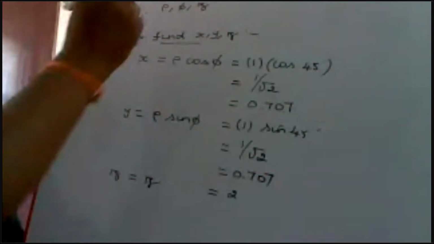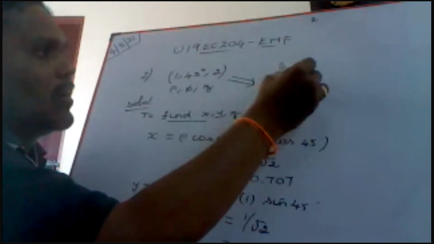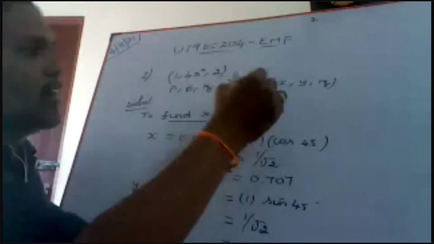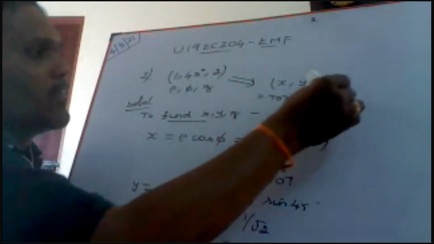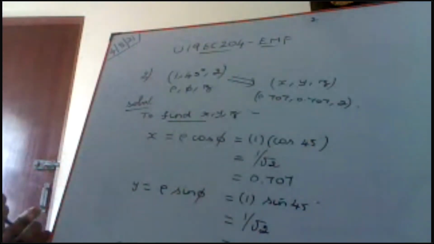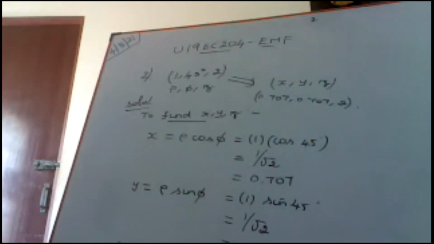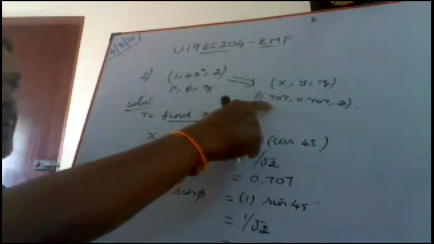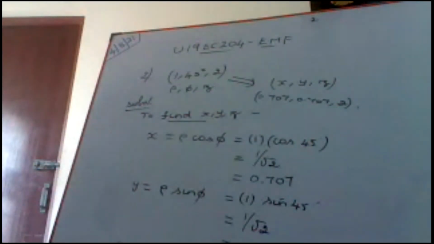So now the transformed answer in terms of Cartesian, I want to write as x, y, z. So x will be 0.707, y is also 0.707, and z is 2. So this is one part of the answer. Do you understand what I mean? Using this point only, we are going to get the spherical coordinates next. So one part of the answer is that we have transformed the given cylindrical system into the Cartesian system.